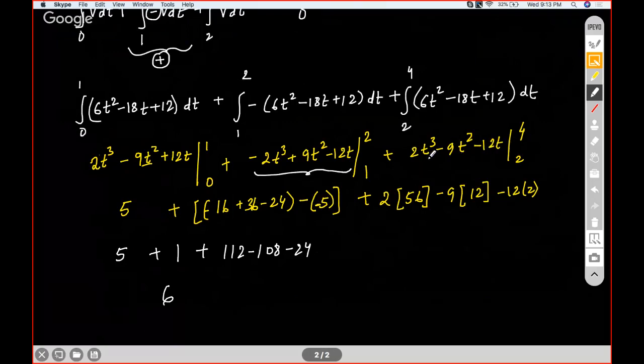Here when you put a 4, you get 4 cubed. That's 64. 64 minus 8, 56. And 16 minus 4 is 12. And this is going to be 40. So 108, 112, 24. Why am I getting a negative answer? Let me check in case I missed out anything.